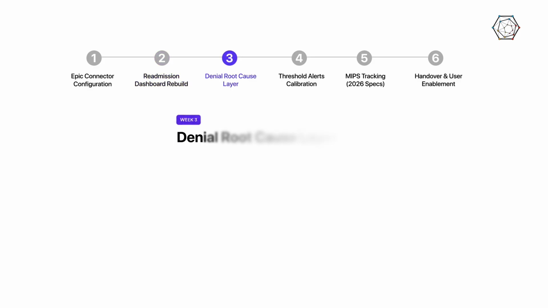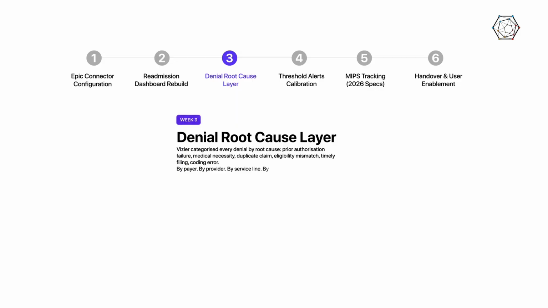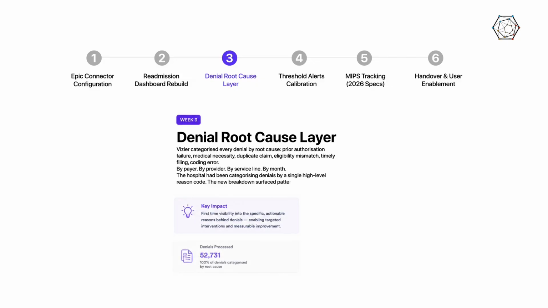Week 3, denial root cause layer. Vizier categorized every denial by root cause: prior authorization failure, medical necessity, duplicate claim, eligibility mismatch, timely filing, coding error, by payer, by provider, by service line, by month. The hospital had been categorizing denials by a single high-level reason code. The new breakdown surfaced patterns the prior system was structurally incapable of showing.